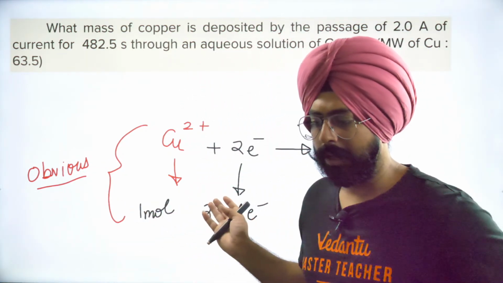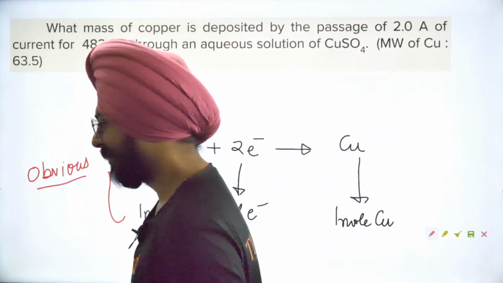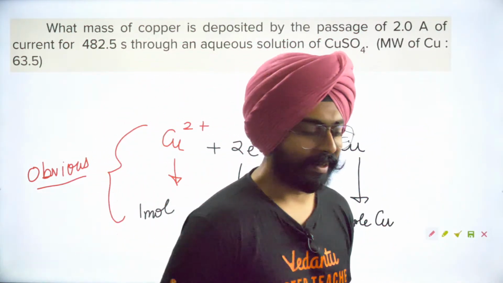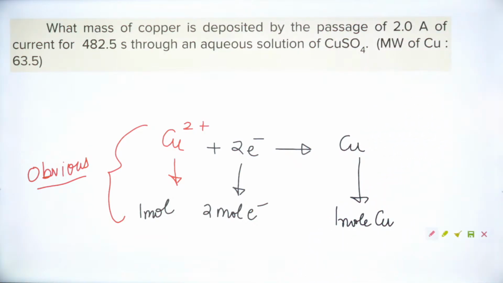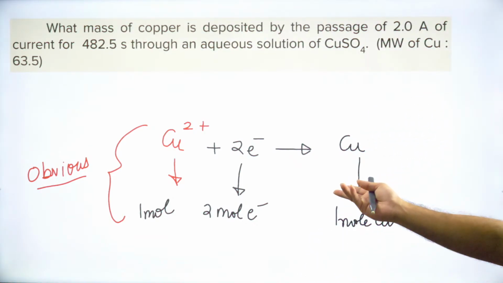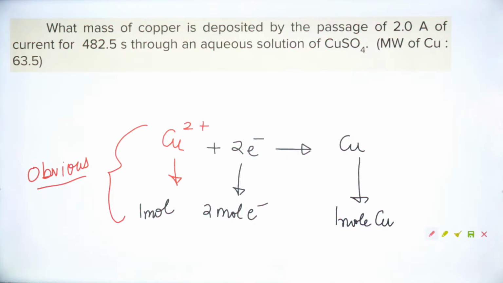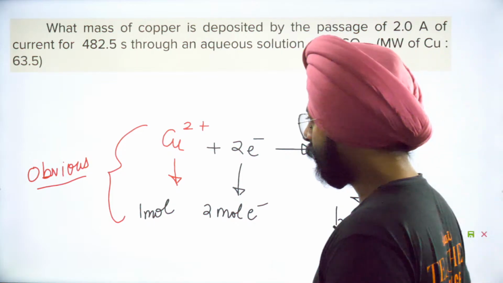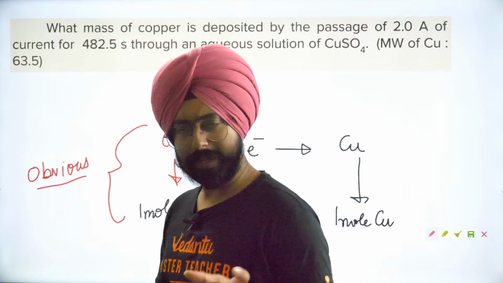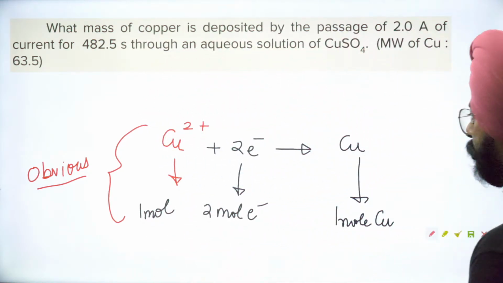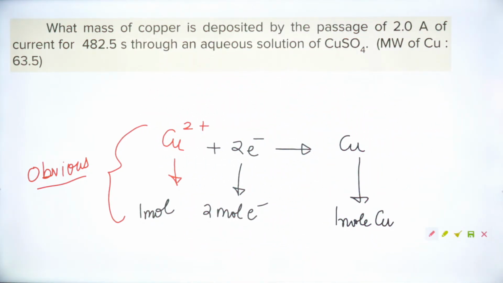This is Faraday's law. I'll tell you what Faraday's law says, okay? Don't worry. So this is basically Faraday's law. And how is it written in words? I will tell you in just another 5 minutes. Okay. So over here, this is 2 moles of electrons.